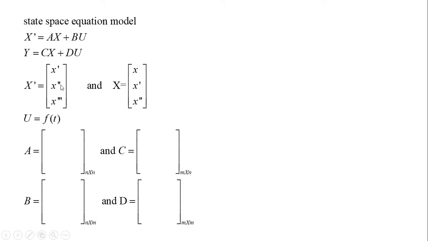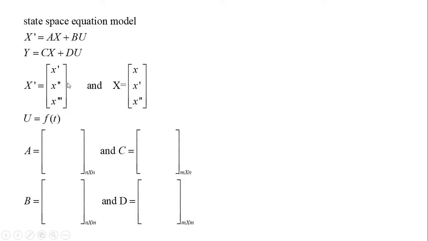X dash is equal to... suppose there are second degree equations. If it is a second degree equation, then you have to take three terms, meaning three rows in the x column matrix. Again in the x dash matrix, here also three rows.